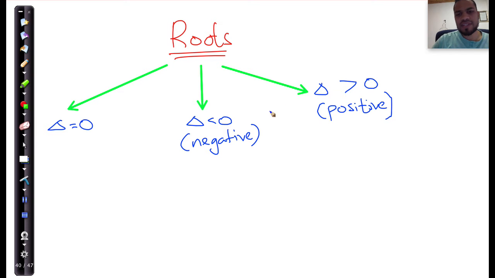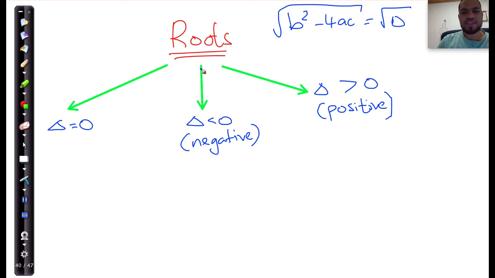And don't forget what delta stands for. Delta stands for b squared minus 4 times a times c. And what we are interested in is the root of that. We're interested in the square root of delta, right? And everything depends on the delta value. So delta could be equal to 0, delta could be negative, or delta could be positive. And what does each of these conditions tell us?